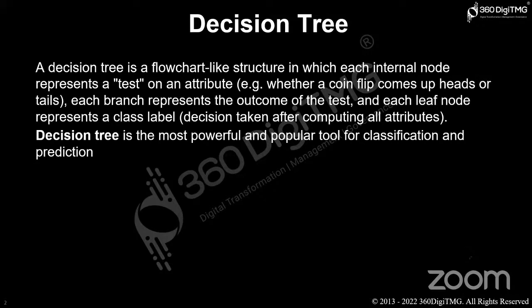Another one is the continuous variable decision tree. What happens over here is that a decision tree which has a categorical target variable will be called a categorical variable decision tree. And when you have a continuous target variable, then it will be called a continuous variable decision tree.